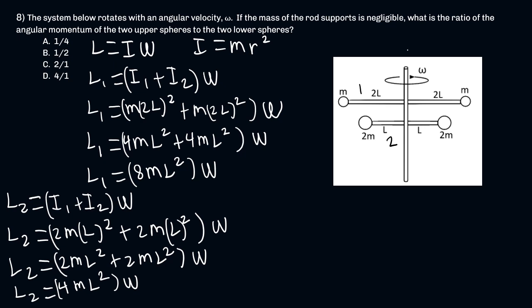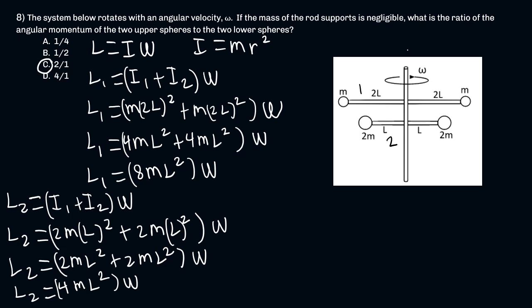So now that we have both our angular momentums, what I have to do here is now just find the ratio. So what ratio am I looking for? I'm trying to find the ratio of the two upper spheres to the two lower spheres. The two upper spheres we made as momentum 1, the two lower spheres as momentum 2. So momentum 1 we found as 8mL squared times omega, and momentum 2 as 4mL squared times omega. If you divide those two numbers, you're going to end up with 2 over 1. So we should get an answer of 2 to 1, which is answer choice C.